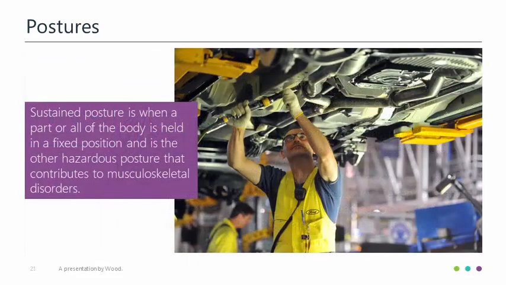Sustained posture, on the other hand, is when part or all of the body is held in a fixed position and is the other hazardous posture that contributes to musculoskeletal disorders. As a guide, sustained means that the posture or force is held for more than 30 seconds at a time. A good example of sustained posture is having the arms raised to put up scaffolding, something that parts of our business do a lot in Wood. To do this requires controlled movement of the arms.